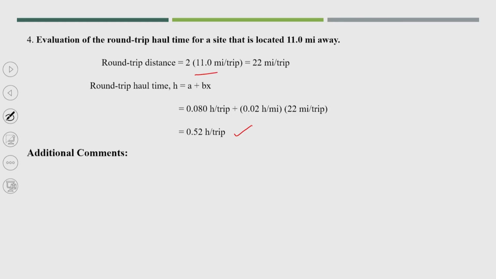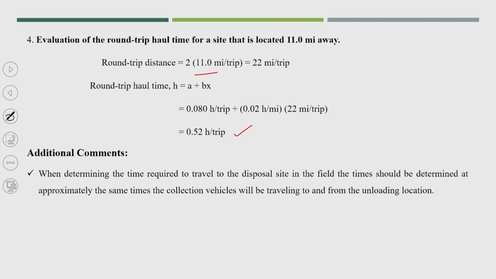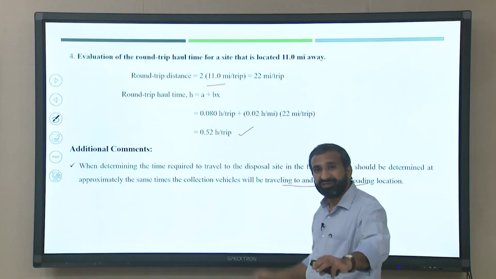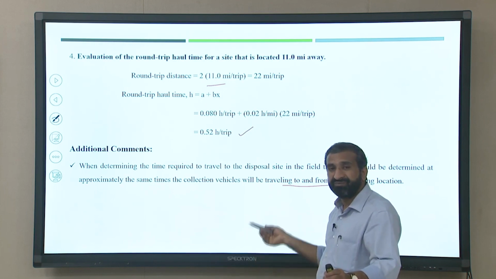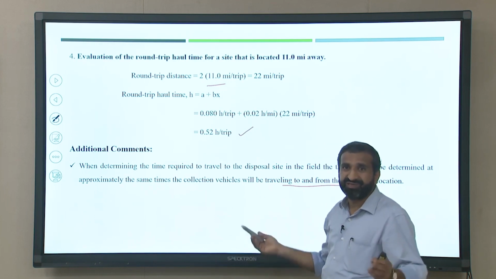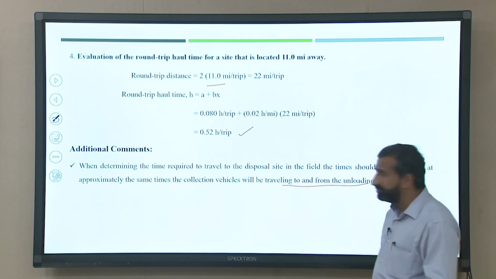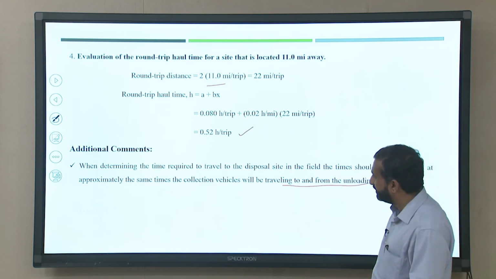Okay. So, there are a few additional comments on that. First, determine the time required to travel to the disposal site and to the field. Time should be determined at approximately the same time the collection vehicle will be travelling to and from the unloading location. Here you see the round trip distance, we multiplied by 2. The simple thought was that whatever time is required to travel from the location to the disposal site, and whatever time is required from the disposal site back to the same location, is the same. That is why we multiplied by 2, which is one important assumption.